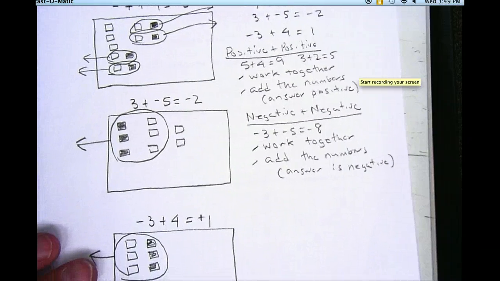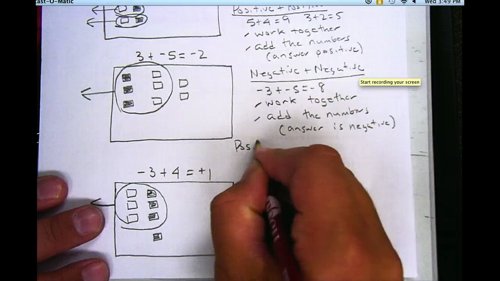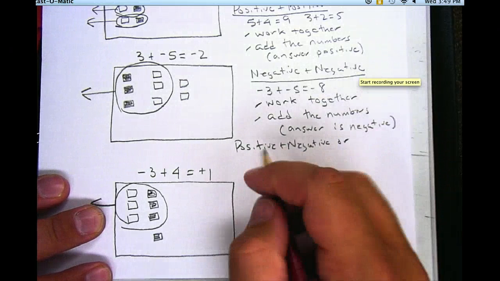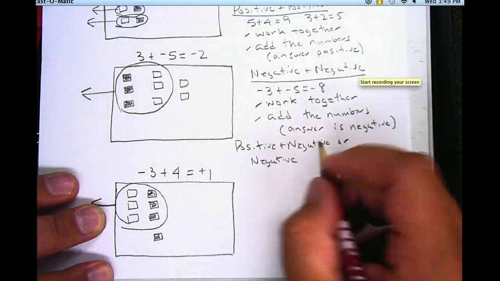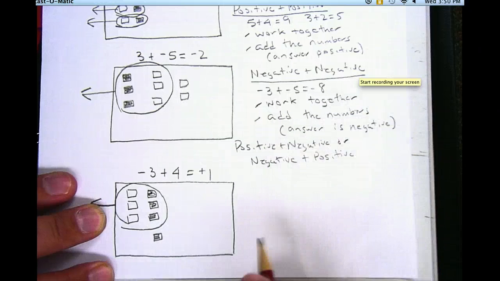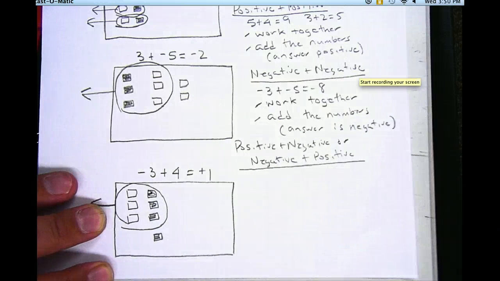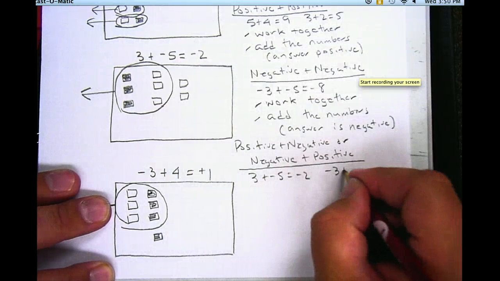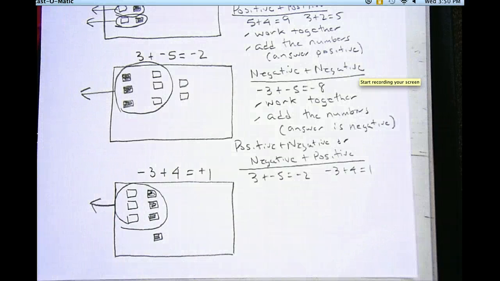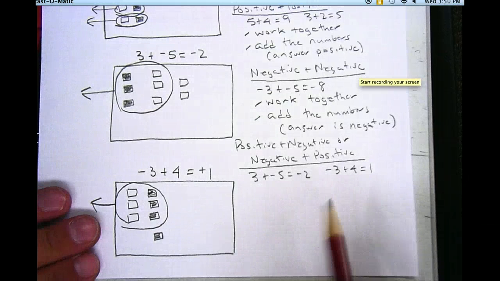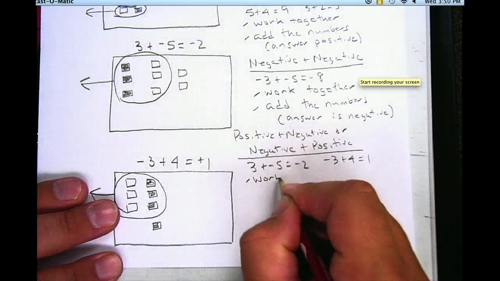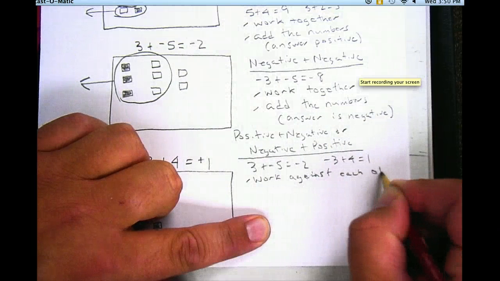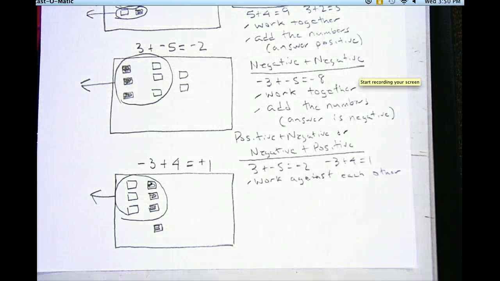There's one more case that I'm going to talk about, and that's when I either add a positive plus a negative, or a negative plus a positive. Some examples that we have, and I have two of them right down here. I have 3 plus -5 is equal to -2, and -3 plus 4 is equal to 1. And do they work together or against each other? When the signs are different, I say they work against each other.